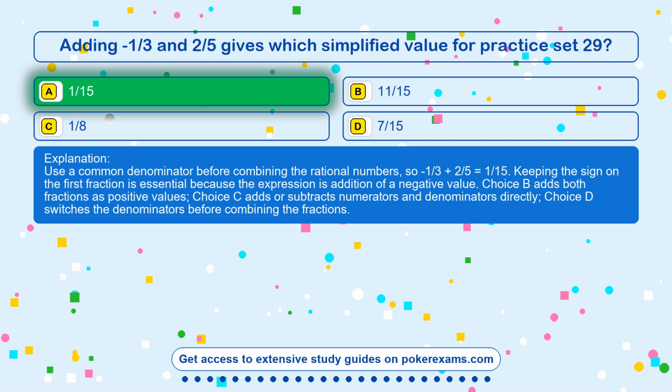Use a common denominator before combining the rational numbers, so -1/3 plus 2/5 equals 1/15. Keeping the sign on the first fraction is essential because the expression is addition of a negative value. Choice B adds both fractions as positive values, choice C adds or subtracts numerators and denominators directly, choice D switches the denominators before combining the fractions.